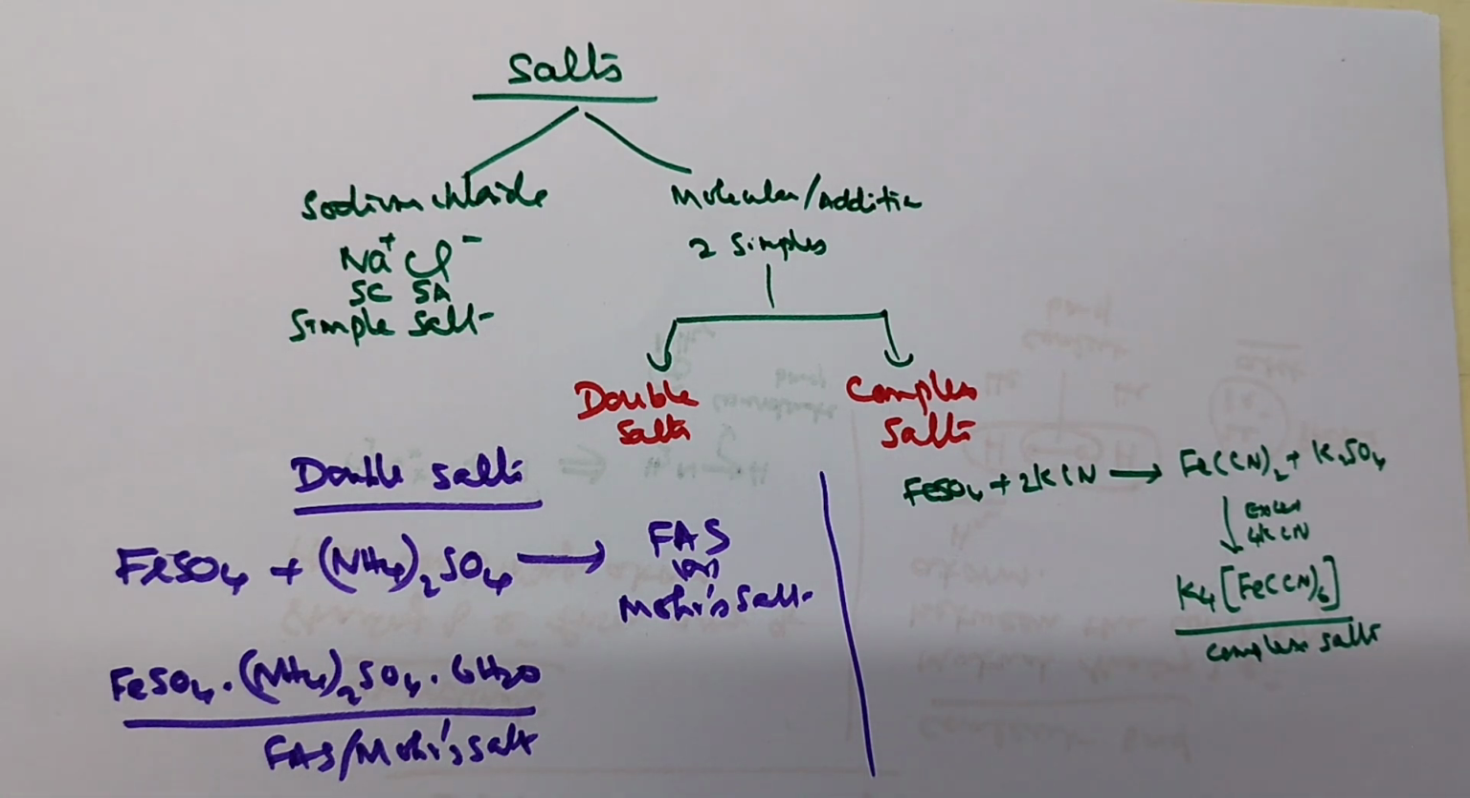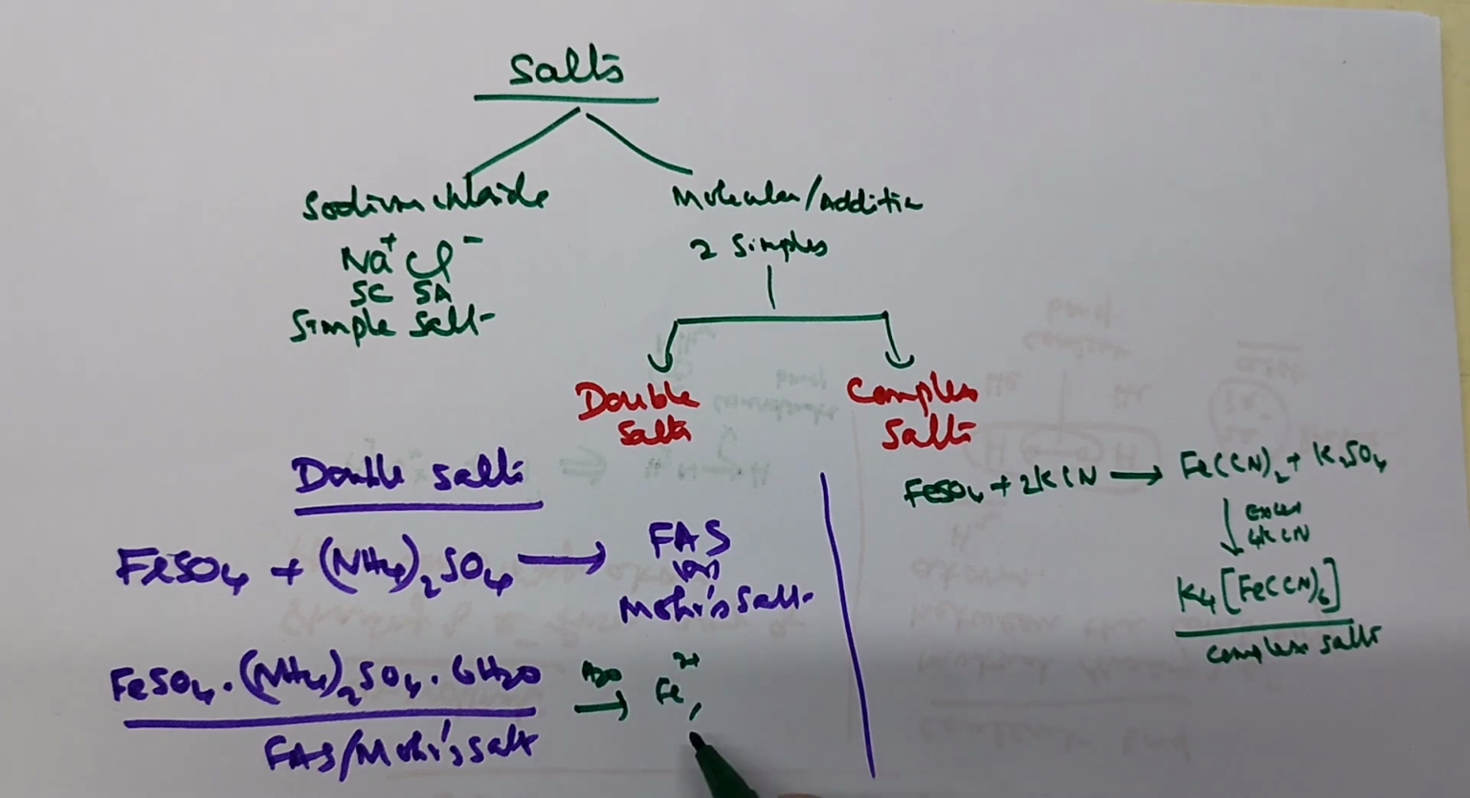Now we have to differentiate it: double salt and complex salt. In what way do we have to differentiate it? See, this double salt in water, what will happen? It will be ionized into ions: Fe2+ ions, ammonium ions, and sulfate ions. It splits into ions.